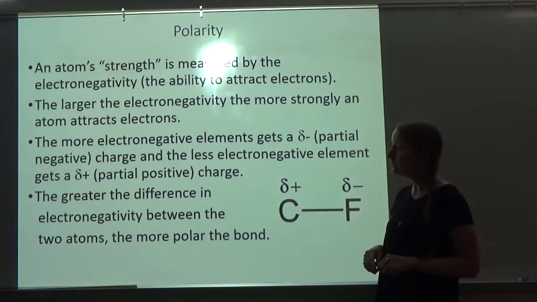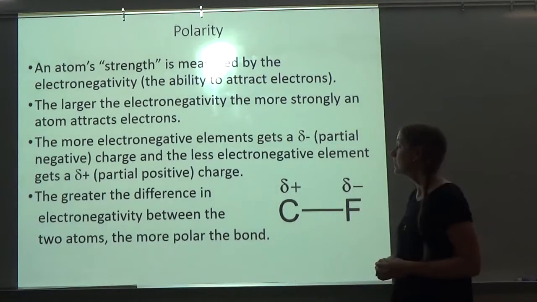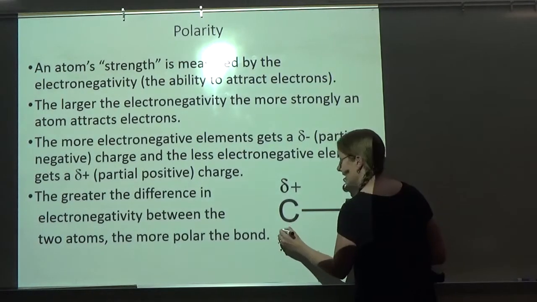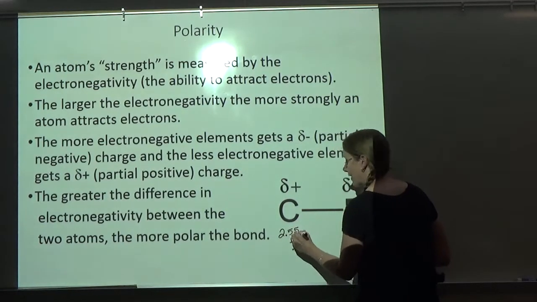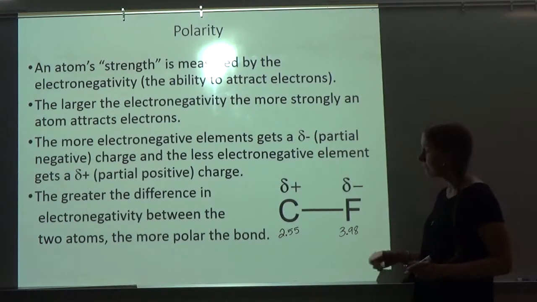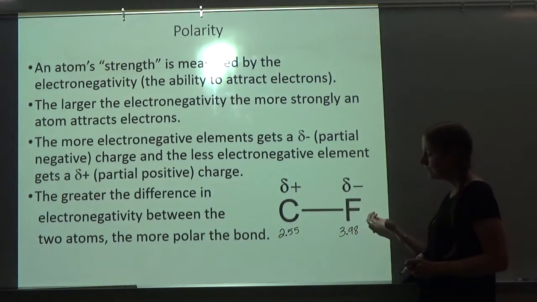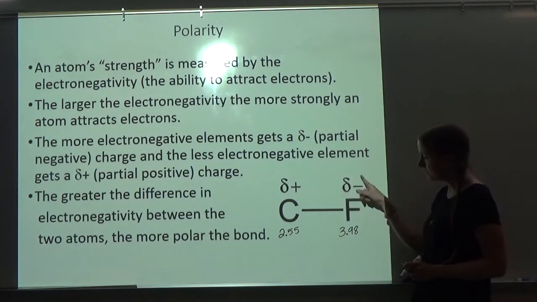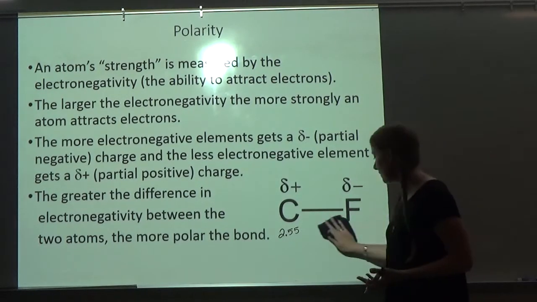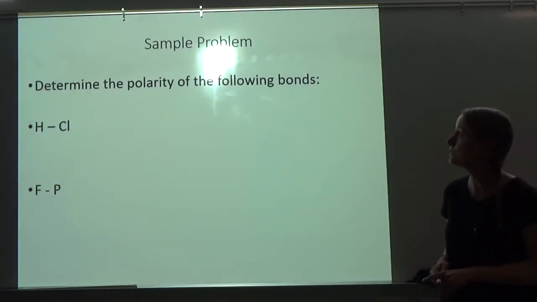The greater the difference in the electronegativity between 2 atoms, the more polar the bond. So for example, here if you look at your electronegativity chart, C has an electronegativity of 2.55, F has an electronegativity of 3.98. So since F is more electronegative and stronger, it's going to pull the electrons closer, and so it becomes partially negative, and carbon becomes partially positive. And so again, because no one's gaining and losing, it's not a full negative or full positive charge.